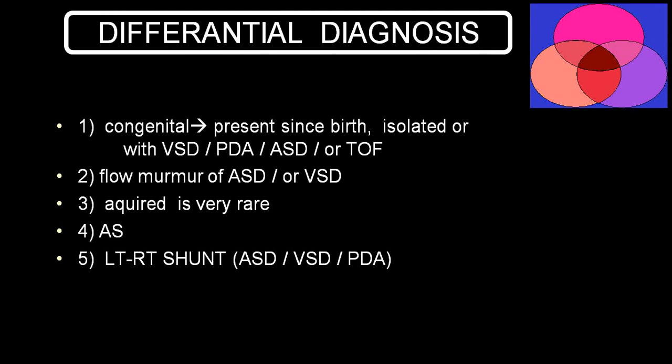Mainly you will have to differentiate the congenital and acquired variety, and whether it is isolated or associated with other congenital heart defects. You will also have to differentiate from other valvular heart disease where you get a pulmonary flow murmur, like ASD and VSD. Also, you will have to differentiate from aortic stenosis and other congenital heart defects like left to right shunt in ASD, VSD and PDA.